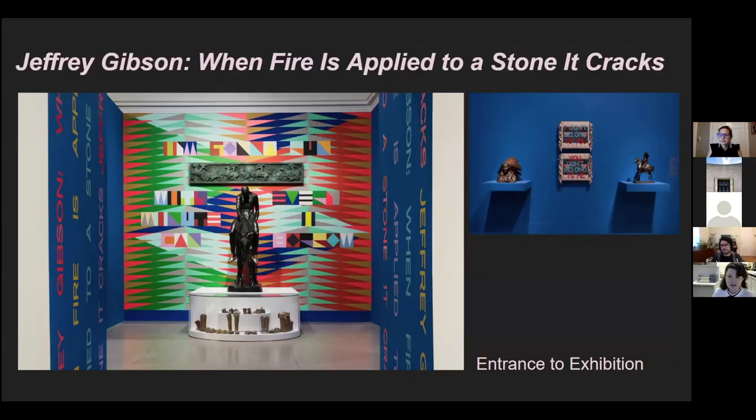Jeffrey Gibson is a contemporary artist and MacArthur genius. He is of Choctaw and Cherokee descent. The exhibition is organized in 3 galleries. Here is the first gallery.